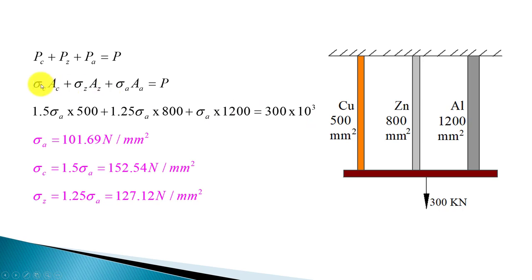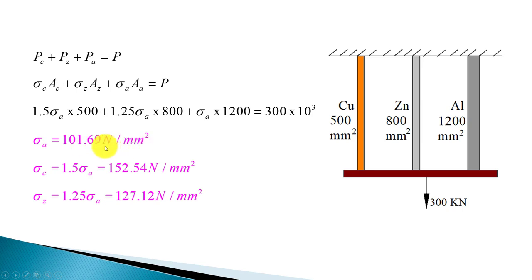Now you can substitute for sigma C as 1.5 sigma A, and sigma Z as 1.25 sigma A. I am expressing everything in terms of sigma A, so there will be only one unknown, sigma A. Substitute for AC as 500, AZ as 800 and AA as 1200. Now you can solve for sigma A. Sigma A is 101.69 Newton per mm square. So you are getting the stress induced in aluminum.